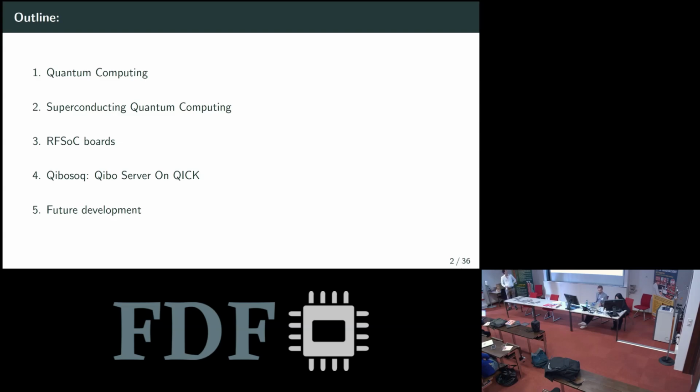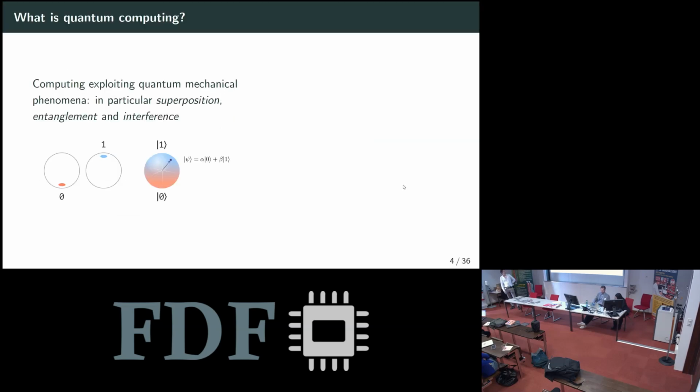So I will start with a brief introduction on quantum computing, and in particular superconducting quantum computing. That's the field I'm working in, and where RFSoC systems find the most use. Then I will present my work, what I did in the master, that is Qibosoq, a software for using RFSoCs, and then something about the hoped-for future development of the project, that will be something more firmware related. So what about quantum computing?